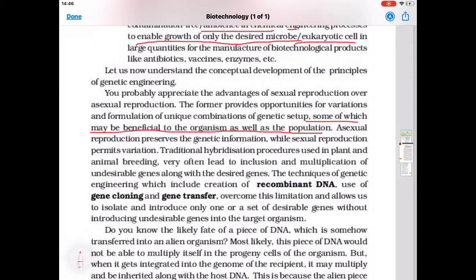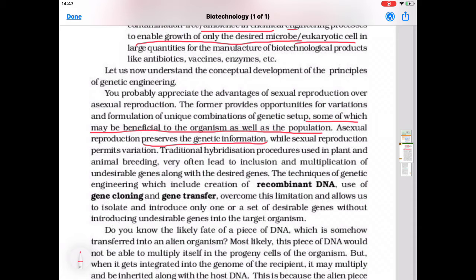So, what is the advantage of asexual reproduction? Asexual reproduction preserves the genetic information, because characters remain the same during asexual reproduction. No variations occur, or very few variations occur, and the same parental character passes, so it brings less change, or the organism resembles the parents. So under asexual reproduction, it preserves the genetic information. The same genetic information remains in the next progeny, while in sexual reproduction variations occur.